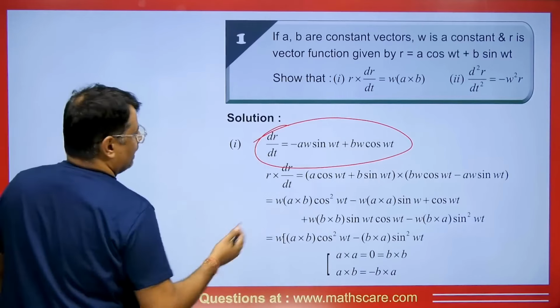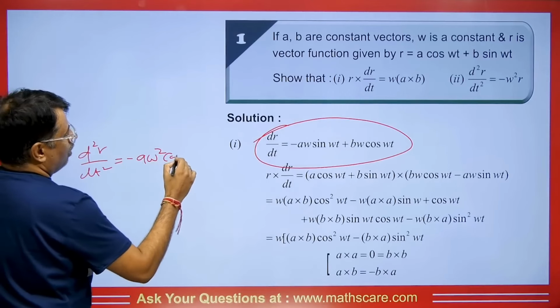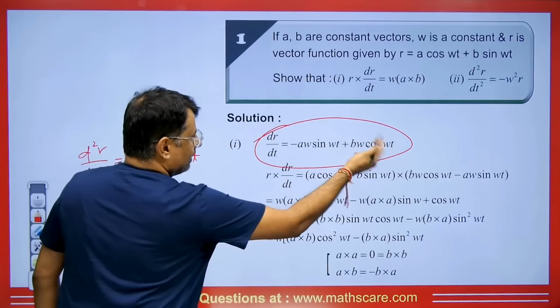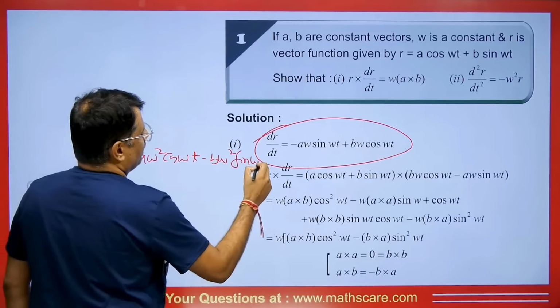When we take the derivative of cos, we will get minus a omega square, and here we will get cos omega t. If we take the derivative of cos, we get minus sine. This will be minus b omega square sine omega t, right, students?